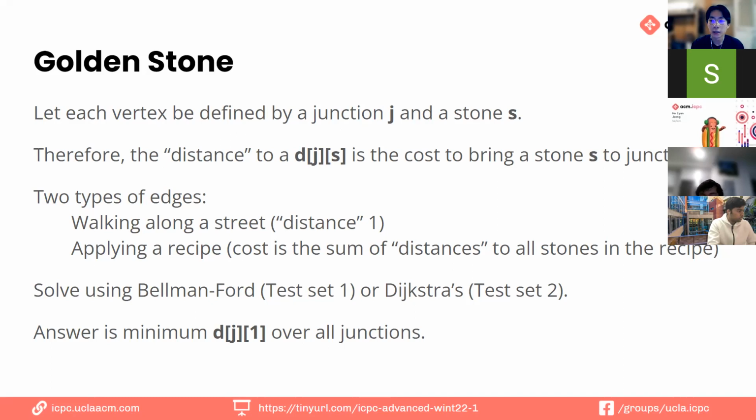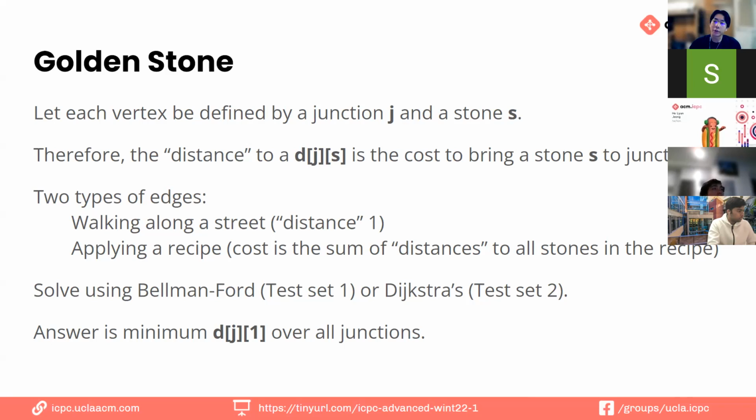And once you have that information, you can construct edges between them. Obviously, when you're going from one junction to another, it's going to cost you one energy, a distance of one, between junctions that are adjacent and have the same stone type. This is the same idea as moving one stone from one junction to the other.